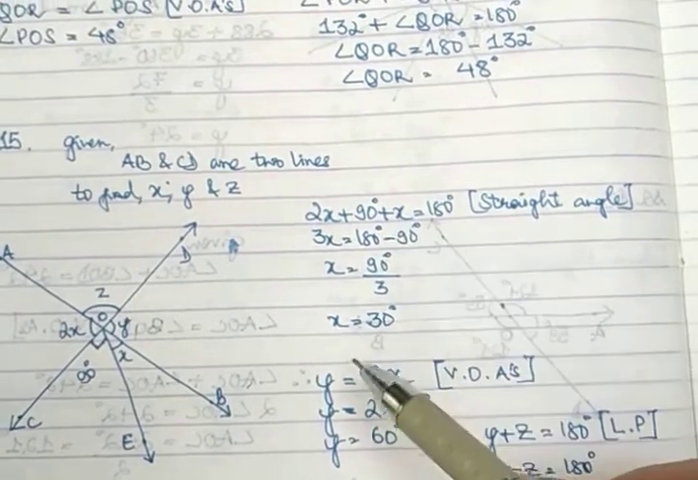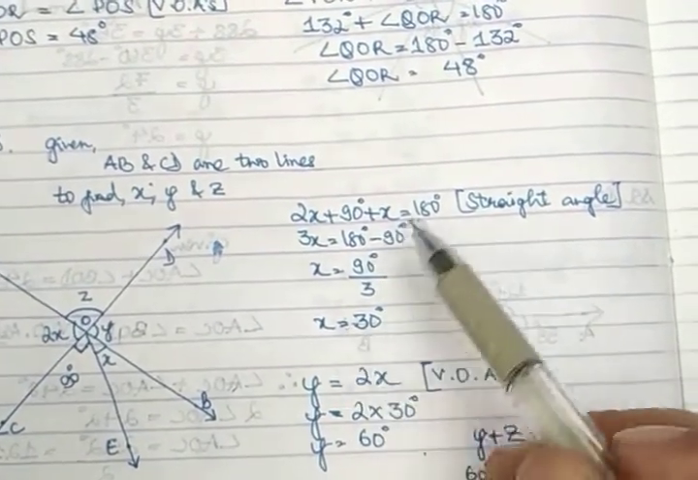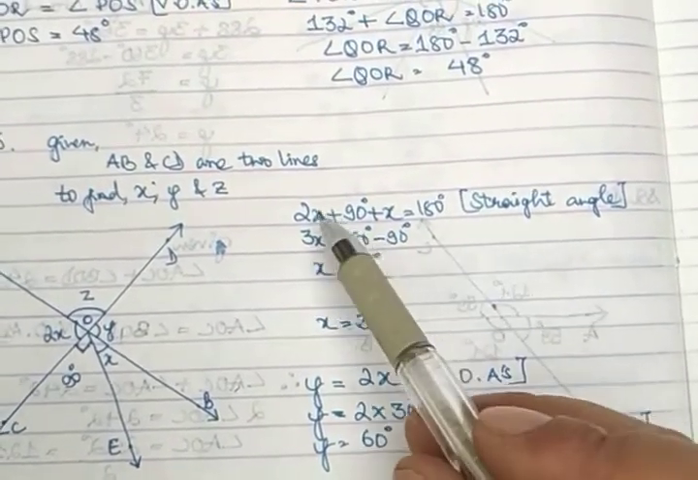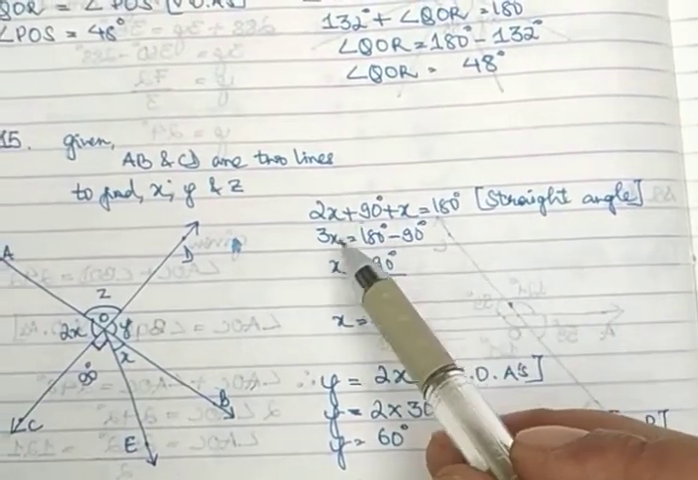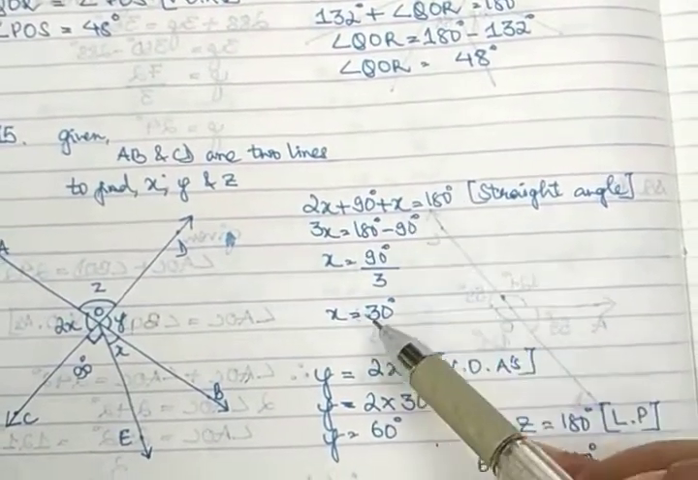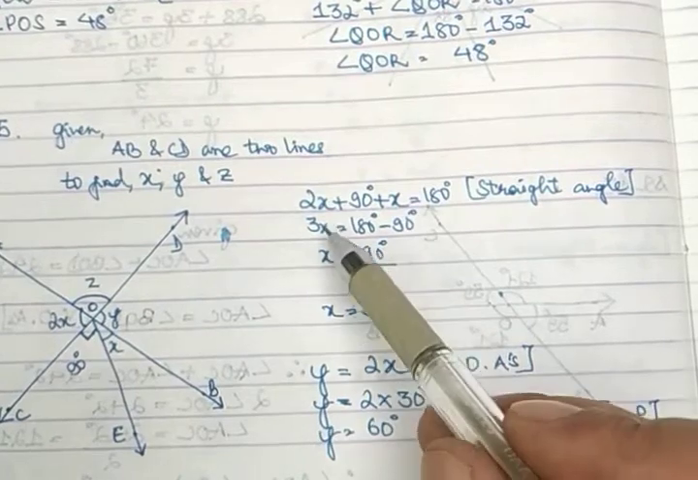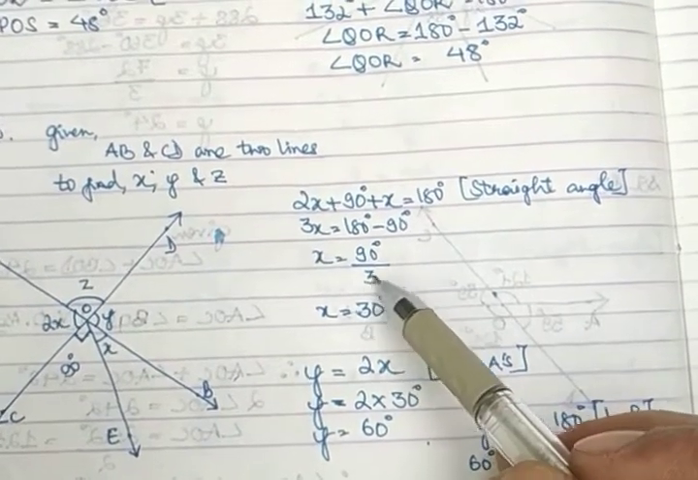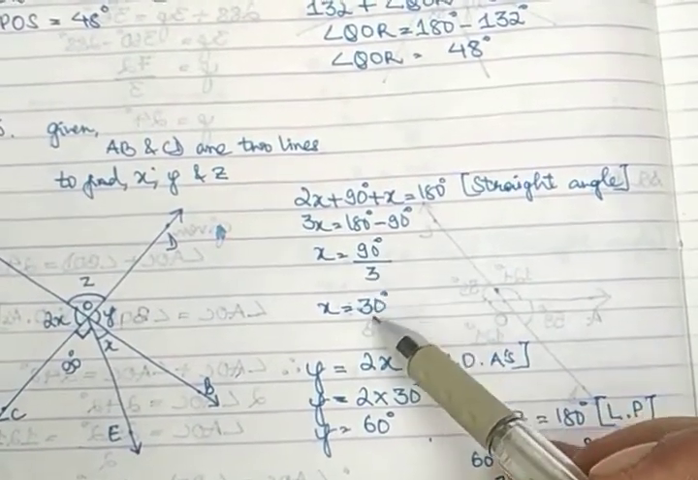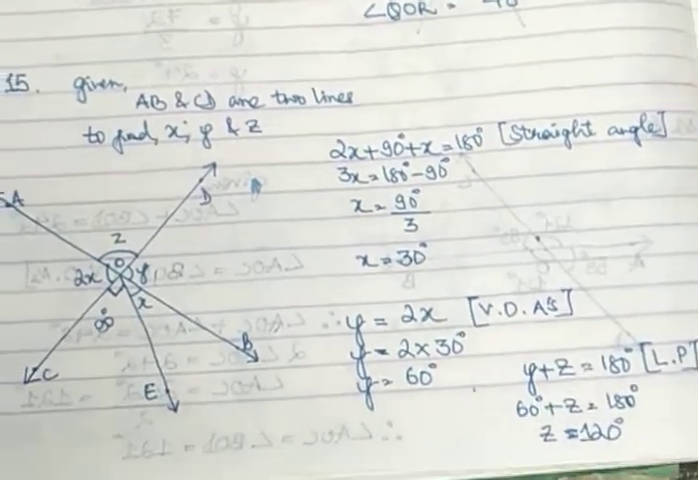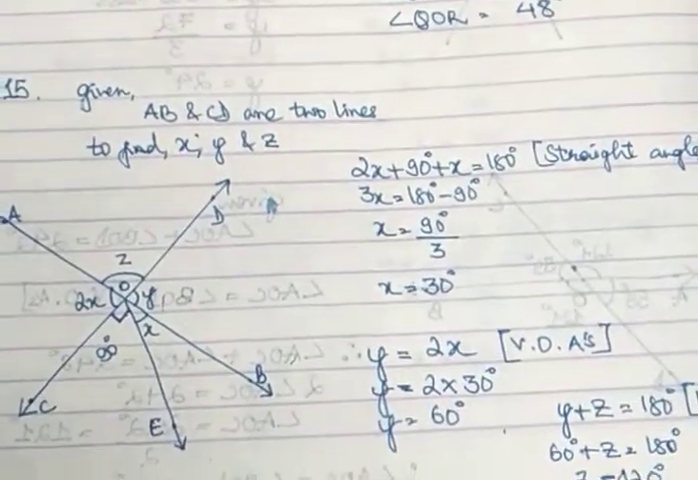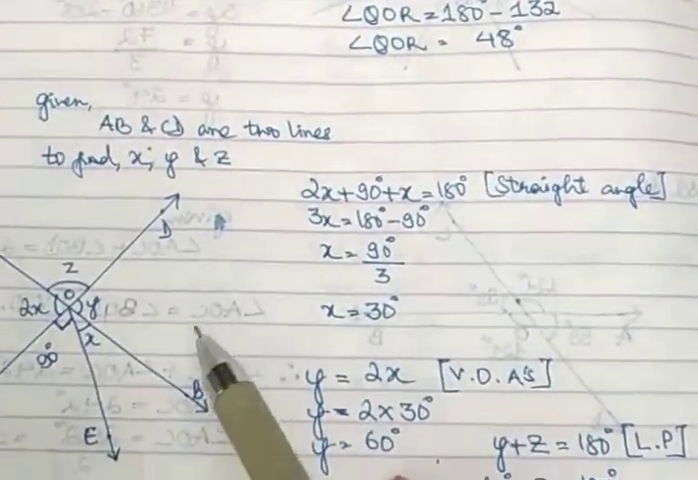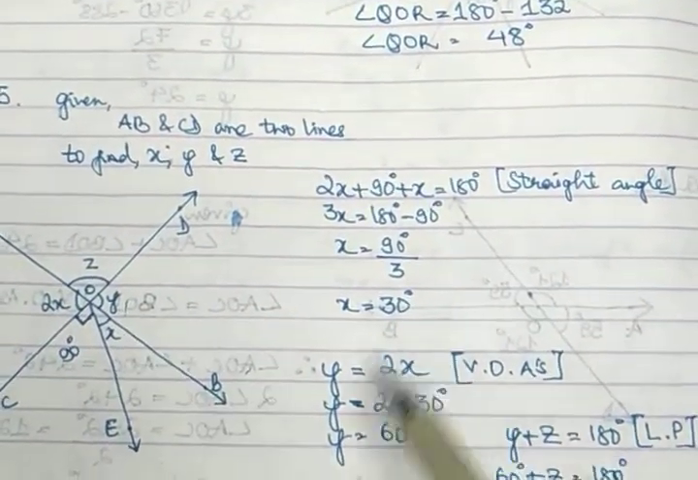Now you know the basic rules of linear equation in one variable. The variables, 2x plus x is 3x, and 90 goes to the other side, it becomes minus, 180 minus 90 is 90. Now 3 goes down, so it became 90 divided by 3, that is x equals 30 degree. So we got the first value, x as 30 degree.